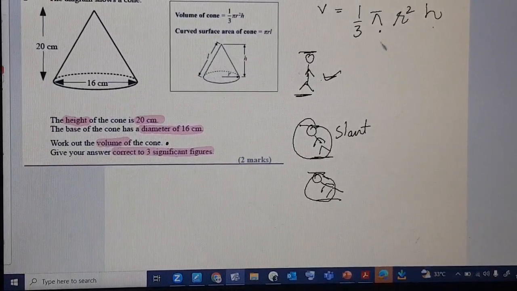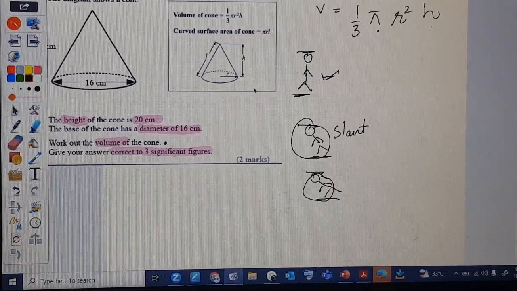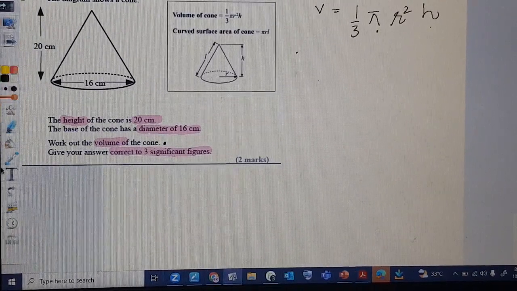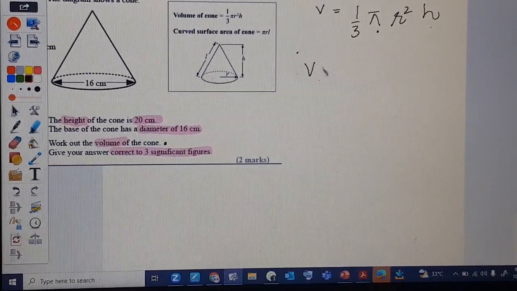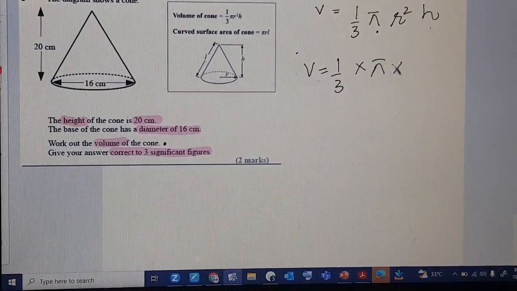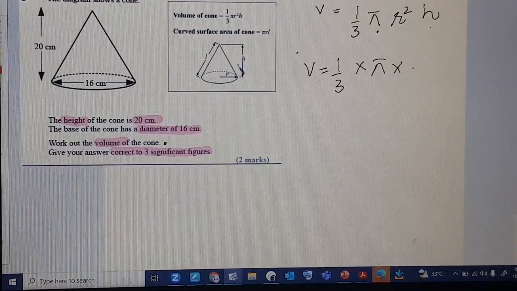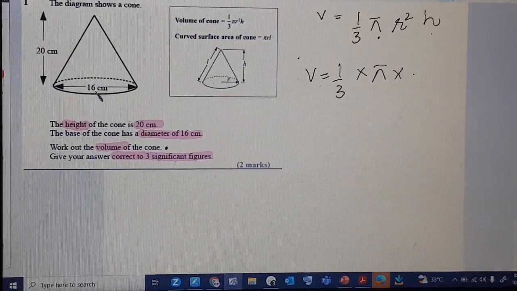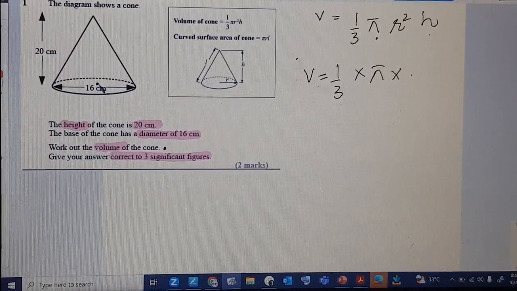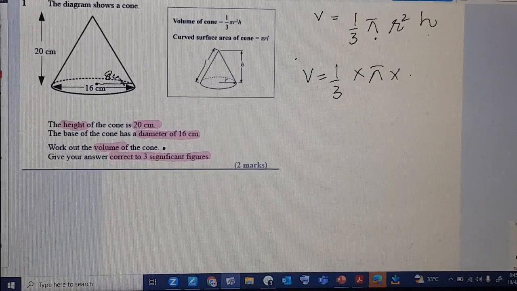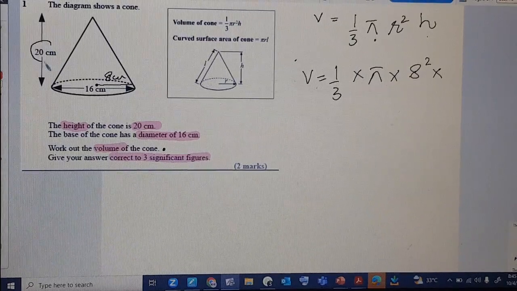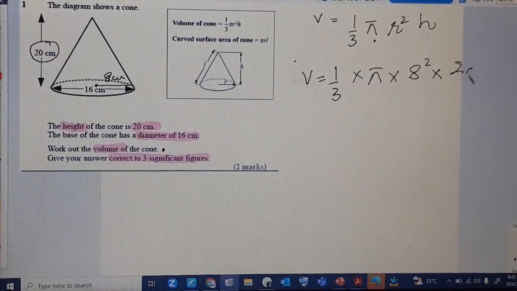So this is the formula that I'm going to work on right now. So here I will now write down volume is equal to 1 over 3 of pi times r square. Now the common error, students usually consider 16 as the radius, which is wrong. 16 is the diameter and we have to find the radius. So half of the diameter is always a radius, which is going to be 8 centimeter. So my radius is 8 square times vertical height, given as 20 centimeters.